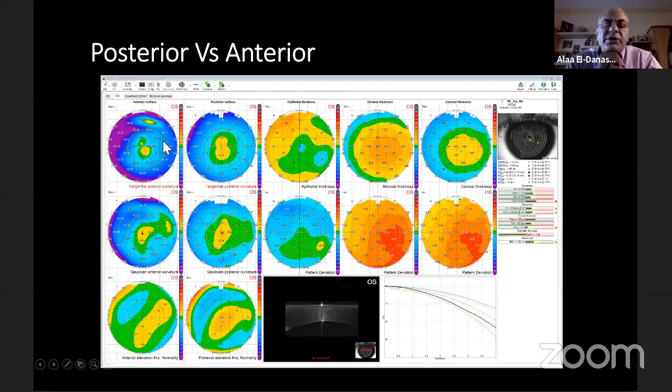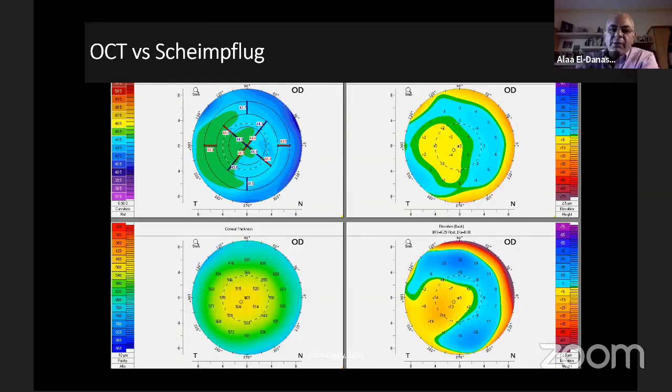Now, the Scheimpflug imaging that we have been using for a very long time did very well for the last decade, but now I think it's the time for OCT. And the question is, does the Scheimpflug give the same posterior elevation data as the OCT? The answer is no. Look at this patient, for example. On the Scheimpflug, he has a definite high elevation, but on the OCT, the posterior elevation is normal. And this patient had LASIK more than 2 years ago with excellent outcome.